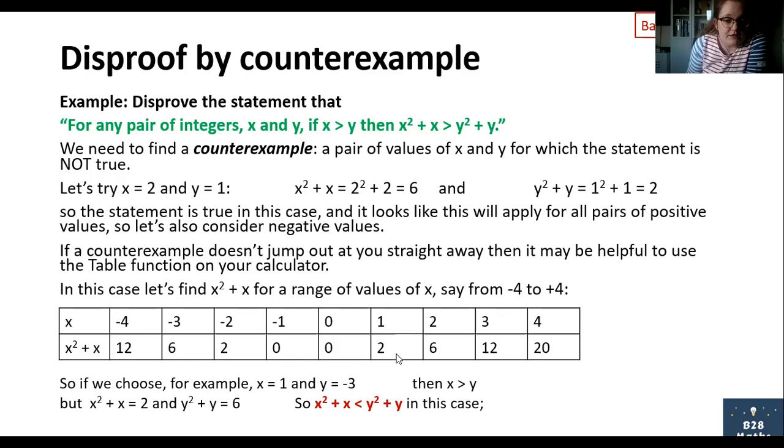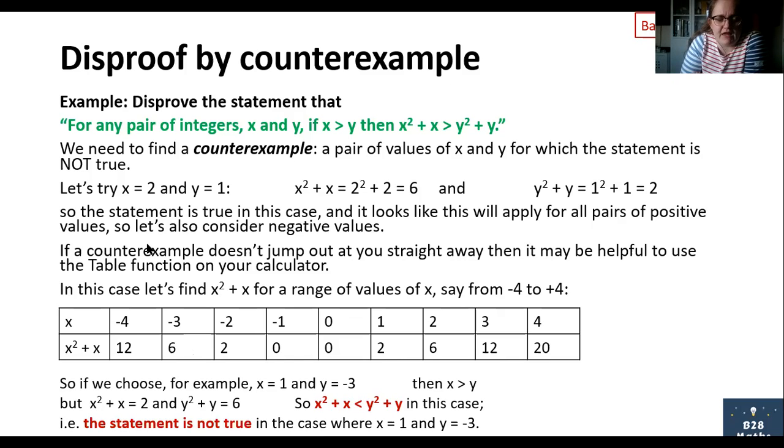And we've chosen y to be -3. Let's have a look at this, -3. So -3 squared plus -3 gives us 6. So x squared plus x is actually, in this situation, smaller than y squared plus y. So the statement is not true in the case where x equals 1 and y equals -3.